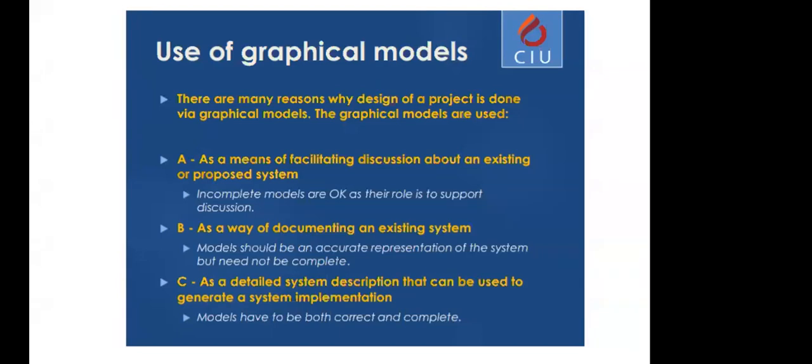There are many reasons why the design of a project is basically done via graphical models. Some of these we already discussed, but let's repeat them as they are mentioned in the book. The first one is as a means of facilitating discussion about an existing or proposed system, something that I already mentioned. Incomplete models are okay as their role is to support the discussion. So once again, the diagrams themselves do not have to show every single detail.